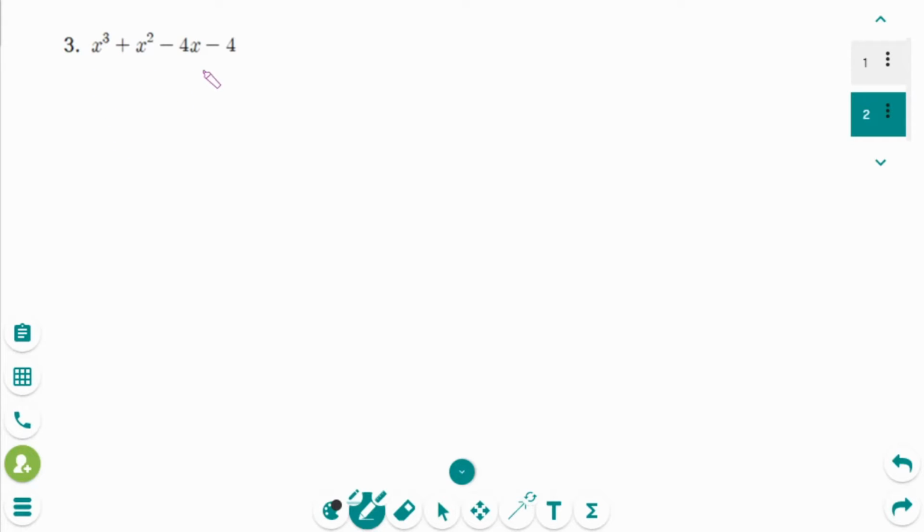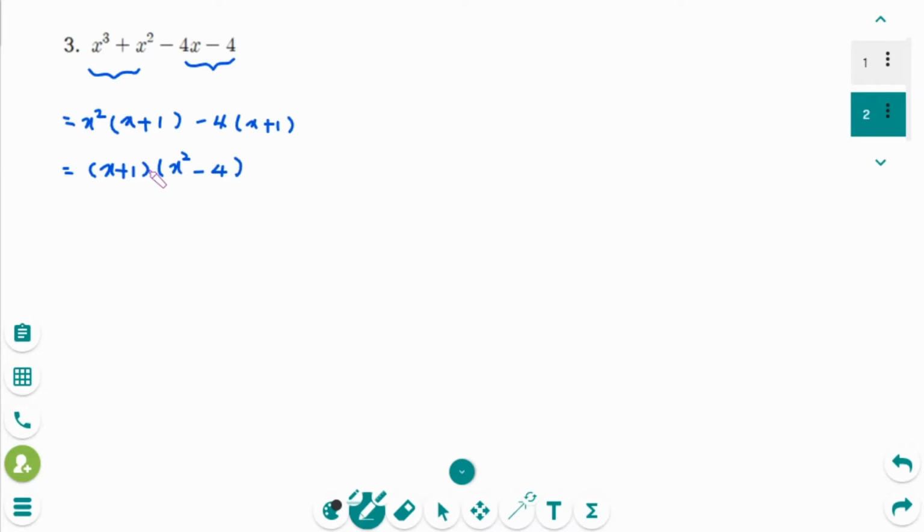This is the next question. Factor out x squared in the first 2 terms. So x squared times x plus 1, then minus 4 in the last 2 terms. So x plus 1, then x plus 1 is the common factor. So factor out x plus 1. The leftover is x squared minus 4.